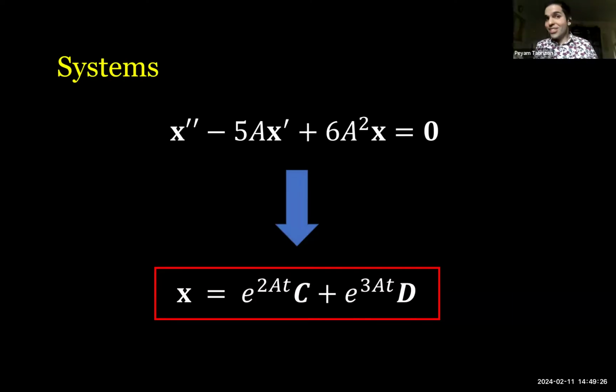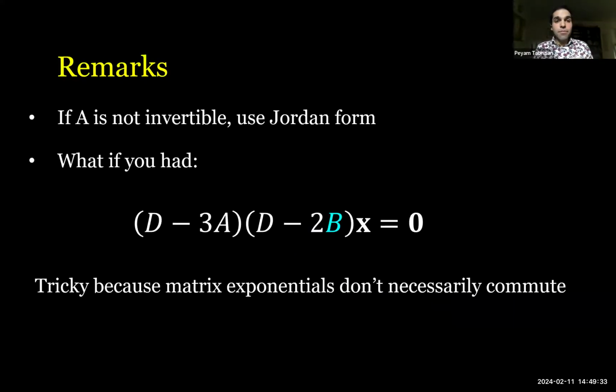Now, once again, I show you the good part of it. Of course, in general, this is sort of impossible to apply. I did say A has to be invertible here, but if it's not invertible, you can still use the Jordan form. That's not a problem. But if you have two different matrices here, and you had an equation like that, I don't see how you can apply it because matrix exponentials don't necessarily commute. So you can't just apply the laws of exponents as freely as I talked about.